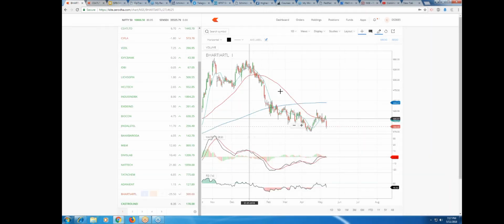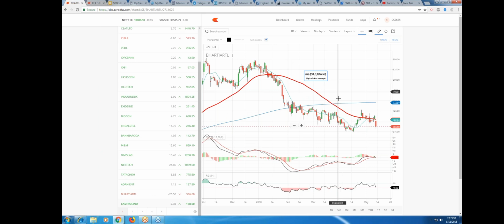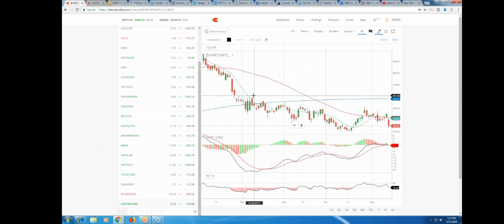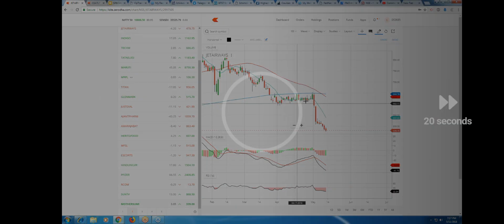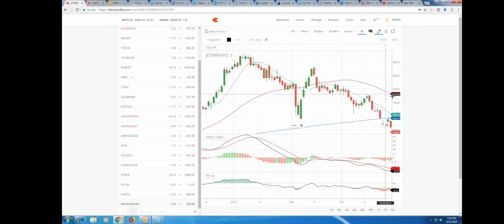So Bharti Airtel, here is the trade of resistance. See here, the stock is already in the downtrend. You can see so many days it was under resistance. It's a recent trade, and you can see the stock is already in the downtrend, right? It tried to go up but experienced a resistance, and then finally resistance here, and it has fallen down, right? So this is how you can find out trades of resistance.